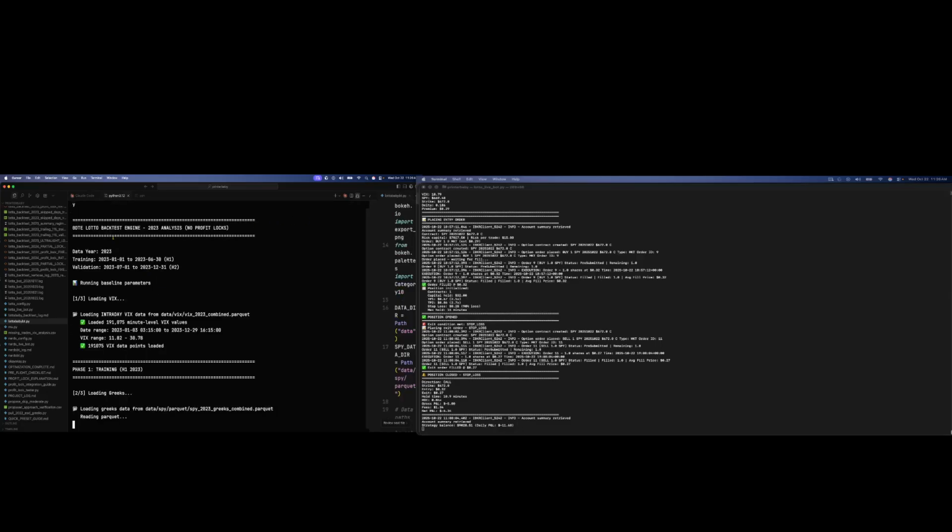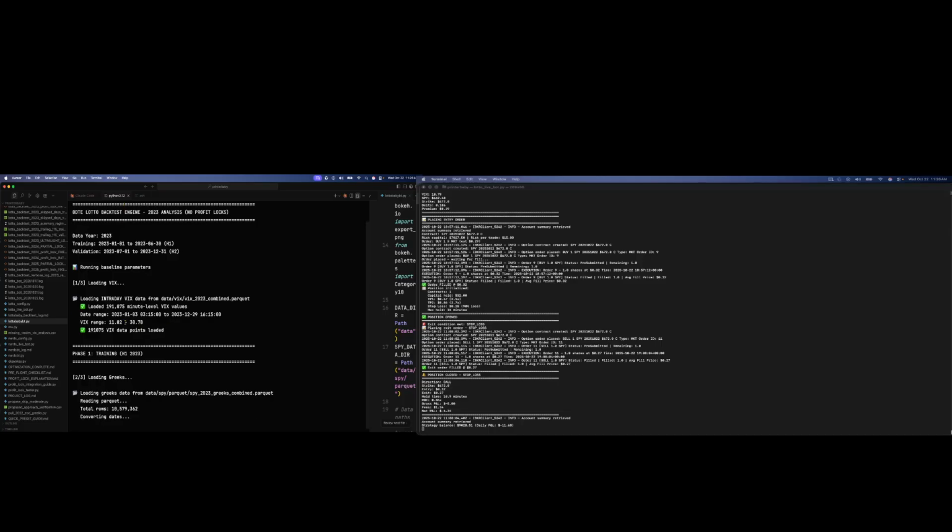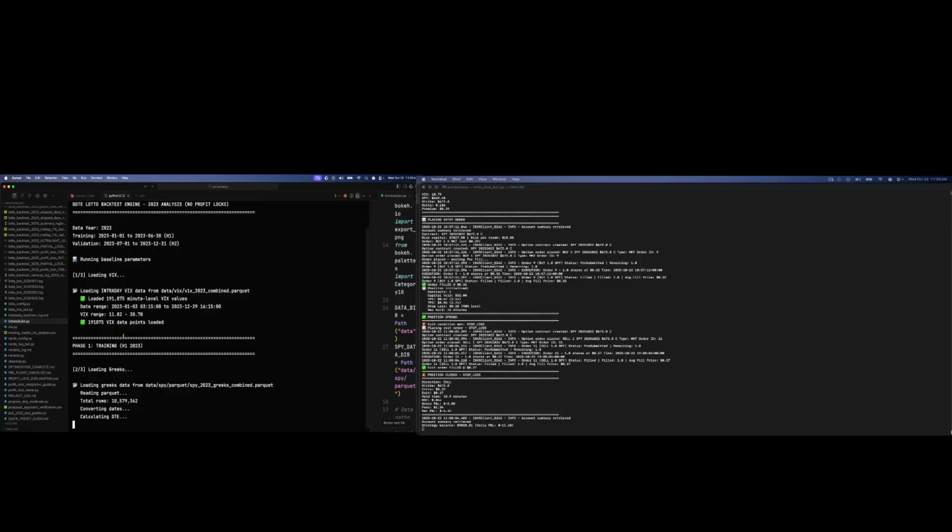So let's run it. Let's run it on 2023. We see the VIX range, and this is the VIX range that the bot can do. Remember, we like to break up our backtests. We're going to do training on the first half and then validation on the back half.